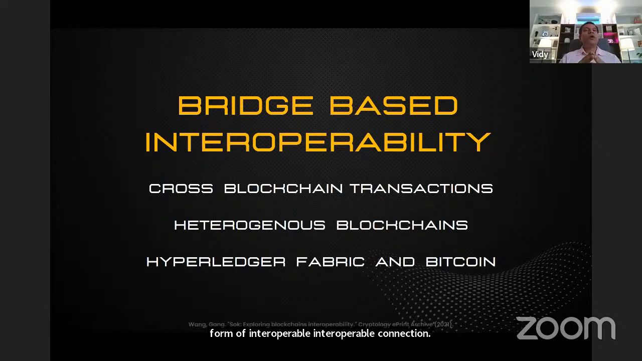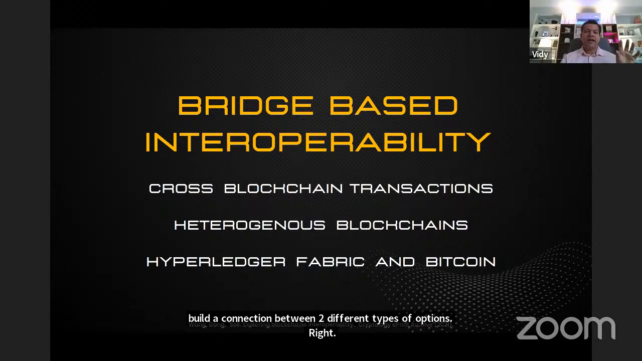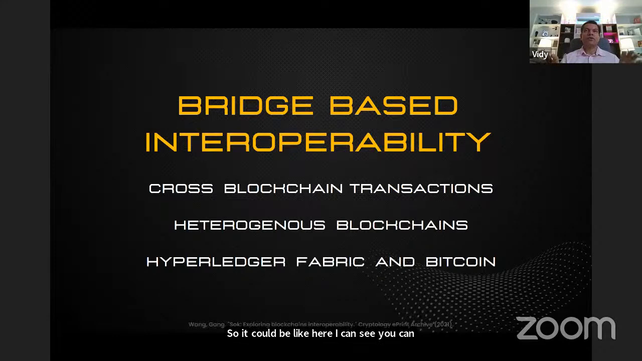The next form is bridge-based interoperability, and this is where bridges are developed to build a connection between two different types of blockchains, right? Here you can see Hyperledger Fabric and Bitcoin. One is a private blockchain, one is a public blockchain. To connect these two types of heterogeneous blockchain platforms, we need a bridge-based interoperability solution.